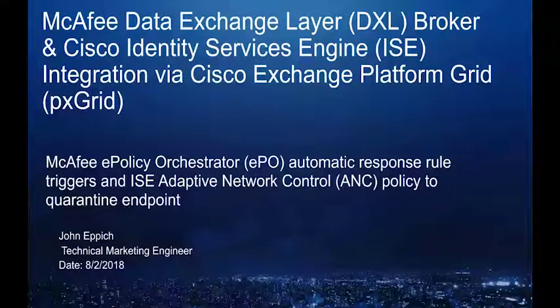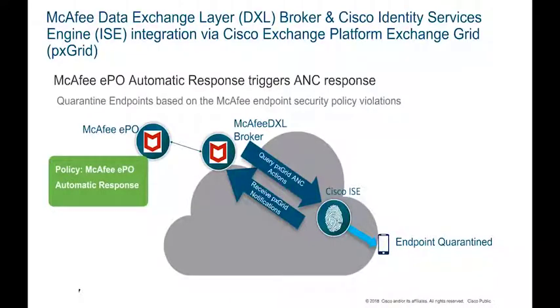We will demonstrate a use case of McAfee's ePO triggering an automated response, and the McAfee DXL Broker will quarantine the endpoint via pxGrid. The DXL Broker integrates with Cisco Identity Services Engine via pxGrid. McAfee's DXL Broker registers and connects to the ISE pxGrid node and subscribes to the pxGrid topics of information, more specifically the adaptive network control and session directory topics.